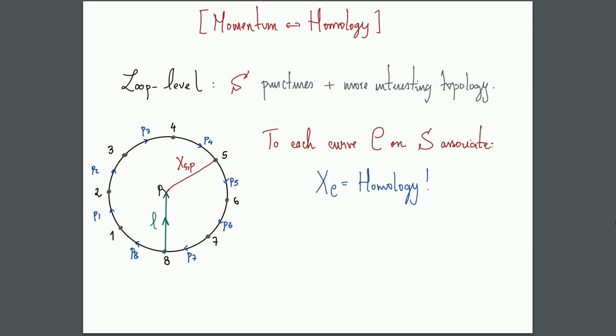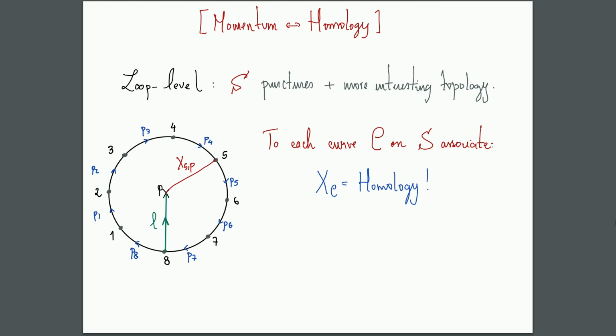The only difference is that now my surface has punctures or more interesting topology. And so already at one loop, on top of giving momentum to the boundary components, I also need to give momentum to one of these curves that goes from a marked point on a boundary to the puncture, which is associated to the loop momentum.